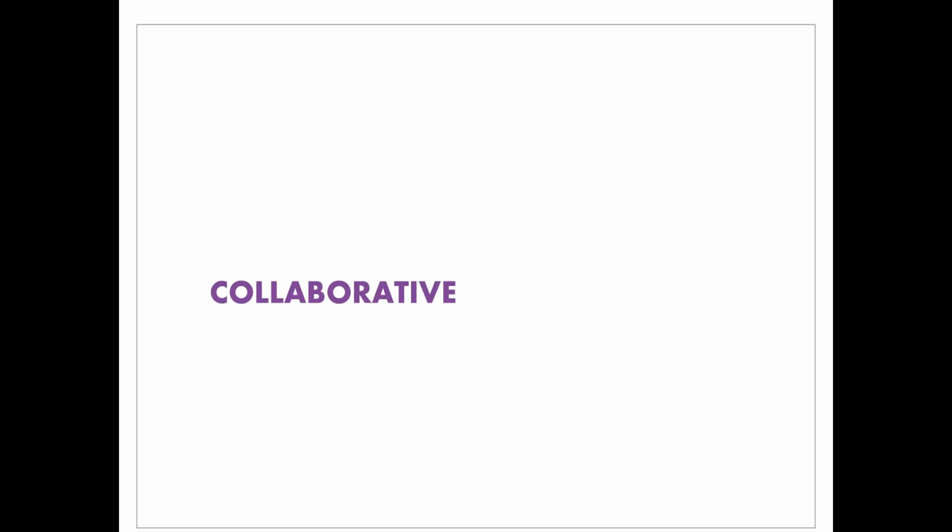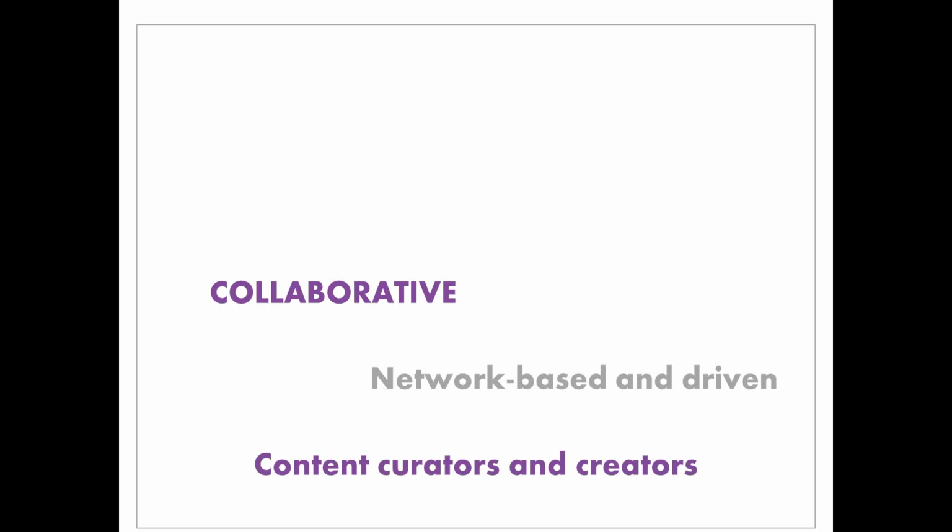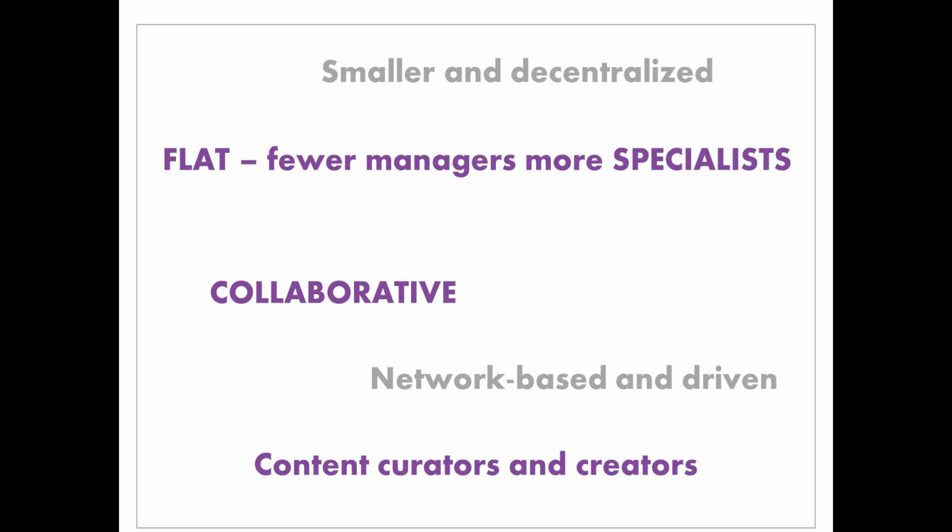And if you can make your approach to training efficient, make it collaborative, make it network-based and driven, and I'm also talking about sort of the human network-based and driven. If we can become content curators and creators, if our learning programs, our learning departments, and they are in fact becoming smaller and decentralized, organizations are flat with fewer managers and more specialists, and this is the way learning is going to look. This is kind of a good overall description of 6 characteristics that we see emerging in this space.